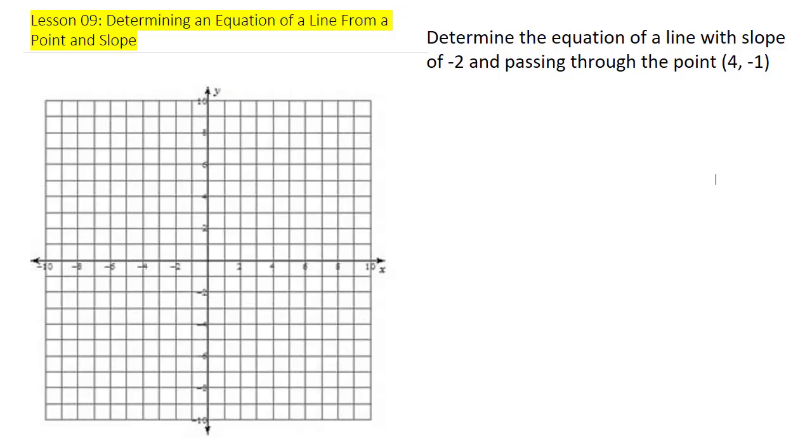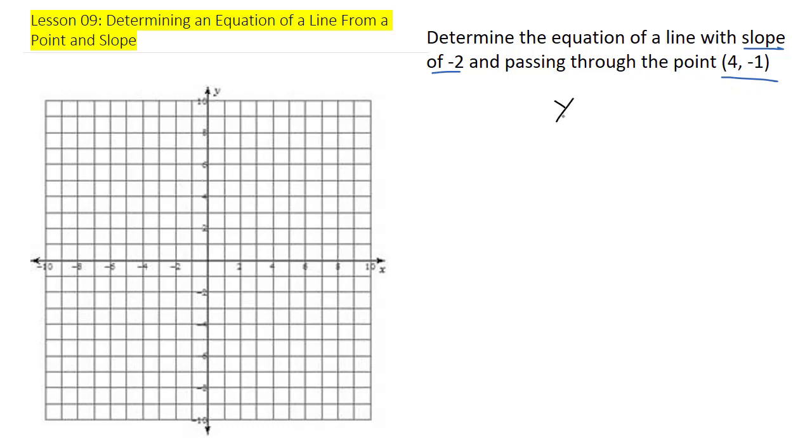Welcome to lesson 9, determining an equation of a line from a point and slope. So let's look at our first example right away. We want to determine the equation of a line, and they're giving us two things: the slope of -2, and it's passing through the point (4, -1). All right, so what does that mean to find the equation of a line?